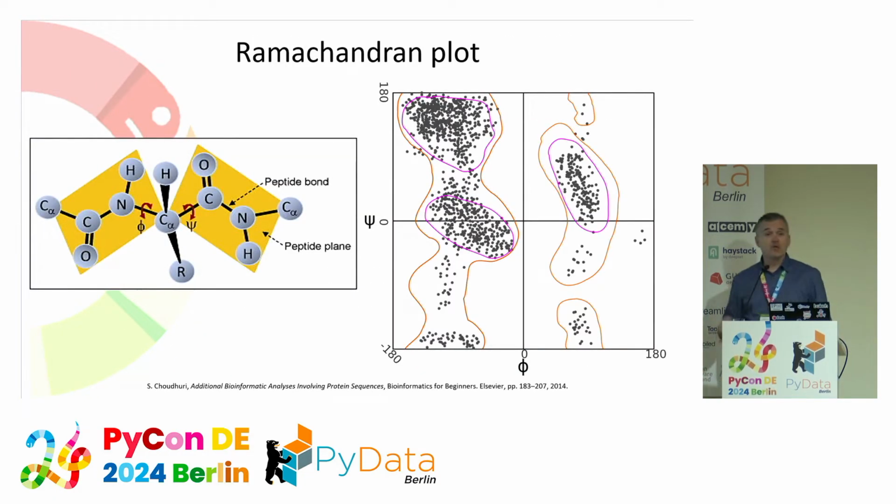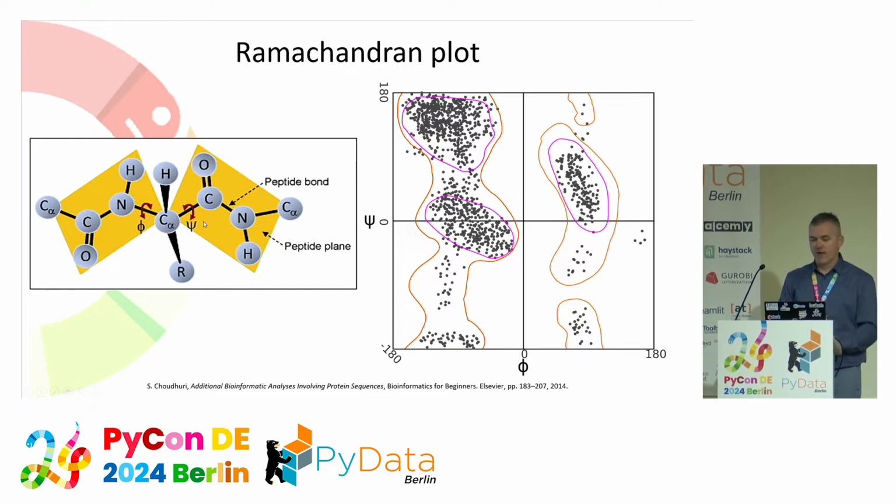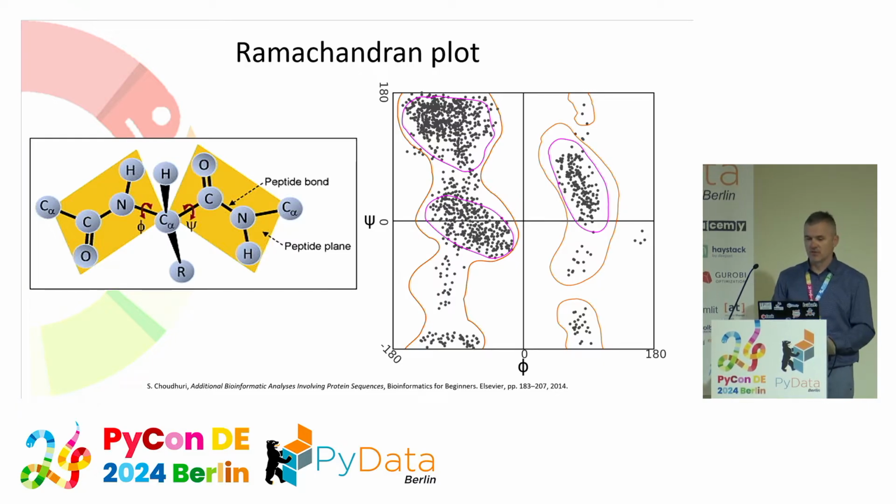So one way to follow how the molecule changes its shape is to follow these two angles, which are called phi and psi. And these are actually very famous ones, and this was invented back in the 50s by Ramachandran. And this is a so-called Ramachandran plot. So each amino acid has just two neighbors.